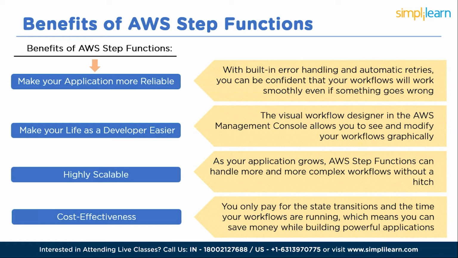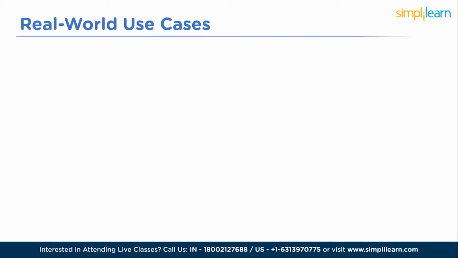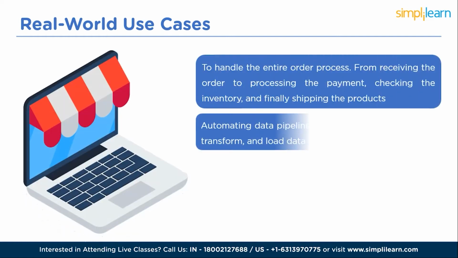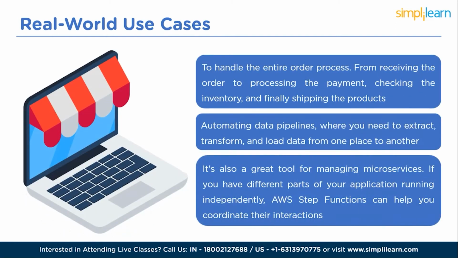Now we'll see the real-world use cases. AWS Step Functions are incredibly versatile and can be used in many real-world scenarios. For example, if you have a big online store, you can use AWS Step Functions to handle the entire order process, from receiving the order to receiving the payment, checking the inventory, and finally shipping the products.